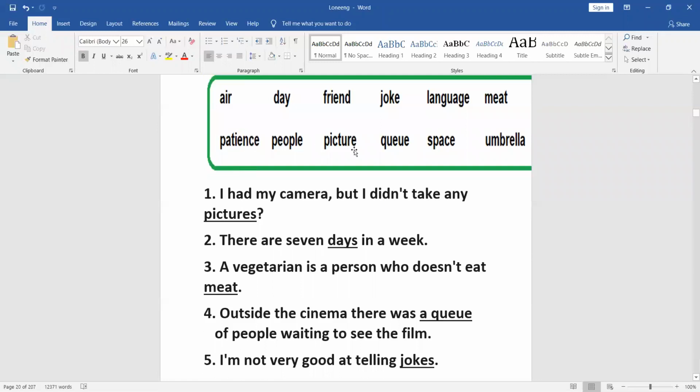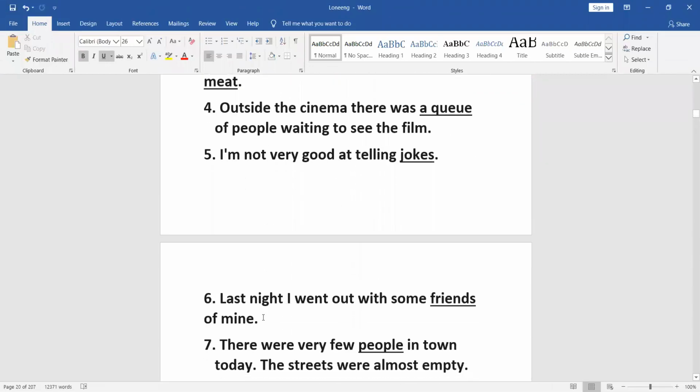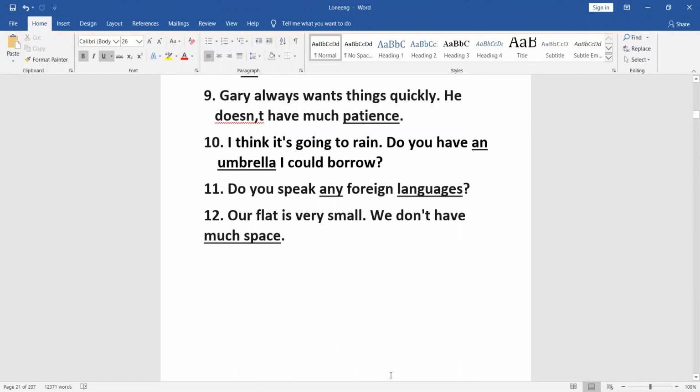Same way, picture is singular. I didn't take any picture. Okay, you could also say, I didn't take any picture. So, remove that. I had my camera, but I didn't take any picture. Okay, so sometimes there's a typo error. So the other sentences are for you to learn. Please go through that and learn them out and practice them. Pause the video and make a note of all these sentences.